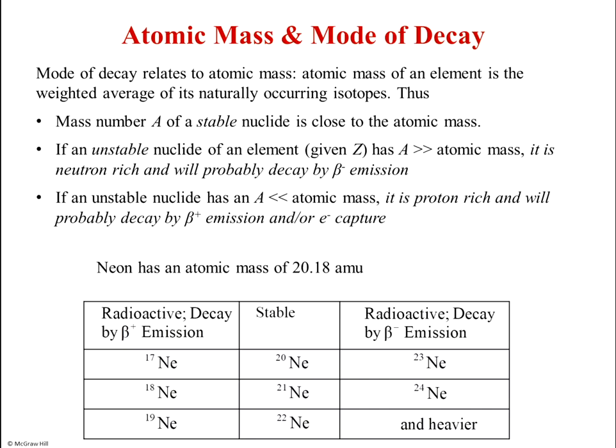So let's look at an example. Here we have neon. Neon, if you go and look at your periodic table, has an atomic mass of 20.18. So we can look at this table. In the middle, we have three isotopes, neon 20, 21, and 22. Those are all very close to 20. And so those are all stable nuclides. The ones that are below that, neon 17, 18, and 19, these decay by positron emission. And then the ones that are heavier, neon 23 and 24 and higher than that, they decay by beta emission.